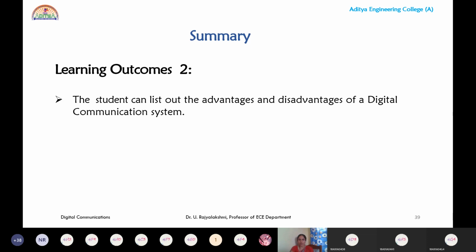Any additional point from other students? No loss during data recovery. So we don't have any losses. That is also due to the regenerative repeaters. Okay, good. Any other points from other students?